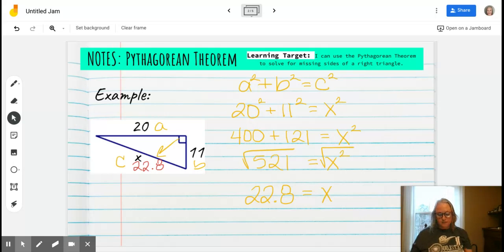Now, if you get a number that is smaller than both your A and your B, or either one, then we've done something wrong, because the hypotenuse is always going to be the largest side. So mine is greater than 20 and it's greater than 11, so I probably did it right. But if you are getting a number that doesn't look right, you might want to check it. So this number should always be greater than the other two. The hypotenuse is the largest number.